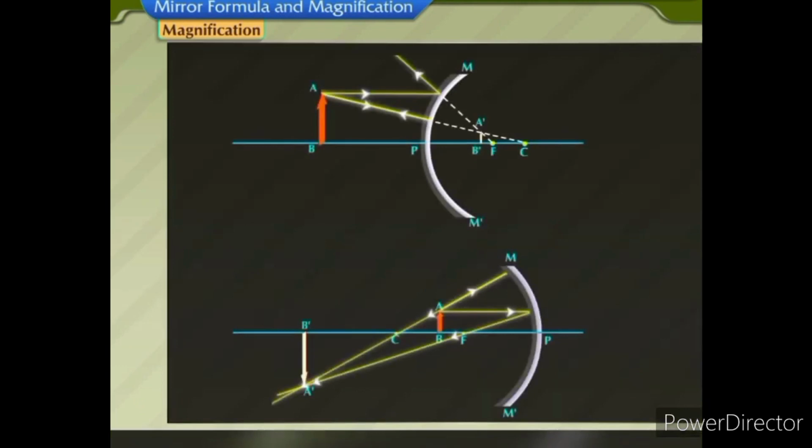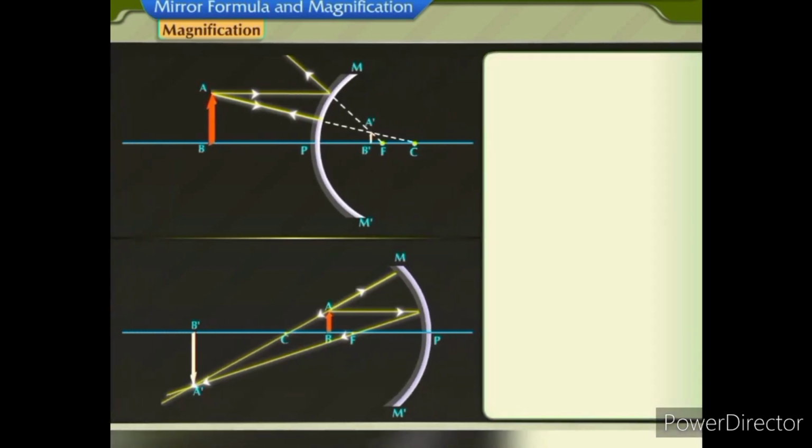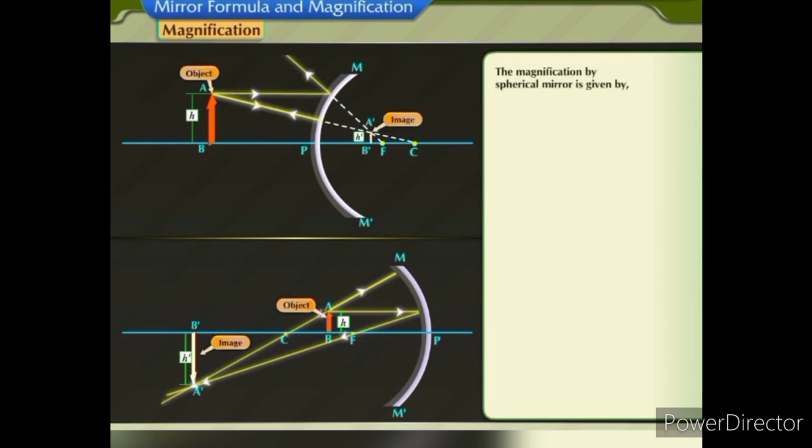Magnification. We have seen that the size of an image is different for different object distances. The image is magnified in some cases and diminished in some cases. The term magnification is defined as the ratio of the height of the image to the height of the object. Thus, the magnification by a spherical mirror is given by magnification is equal to height of the image divided by height of the object.